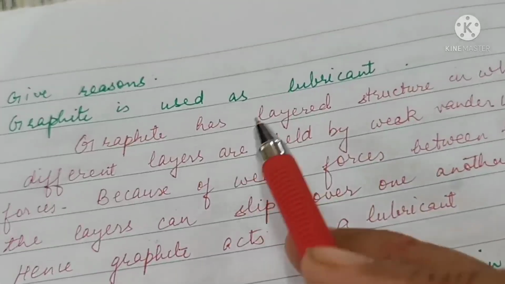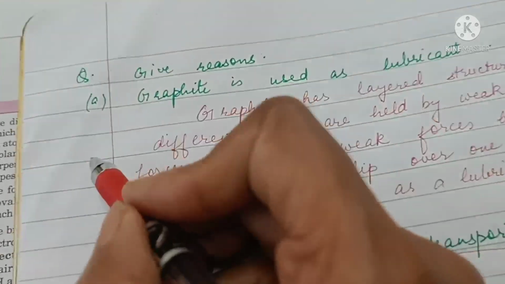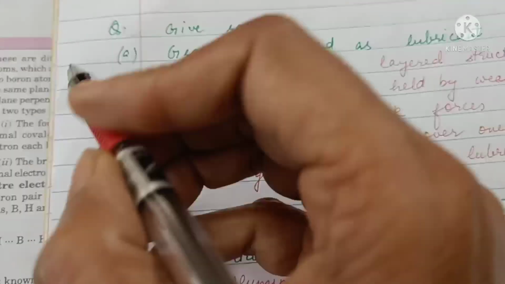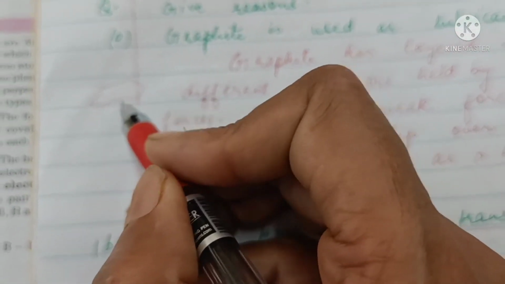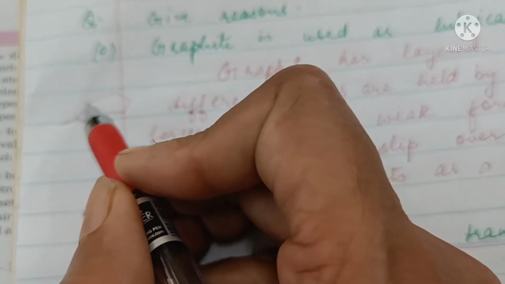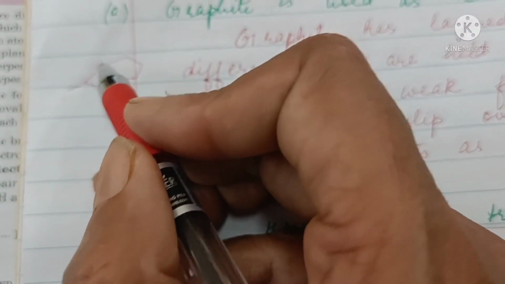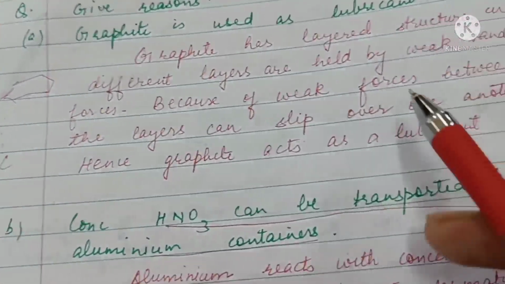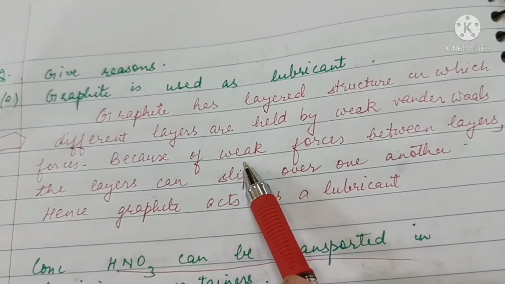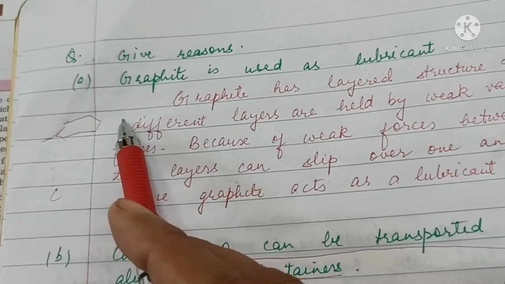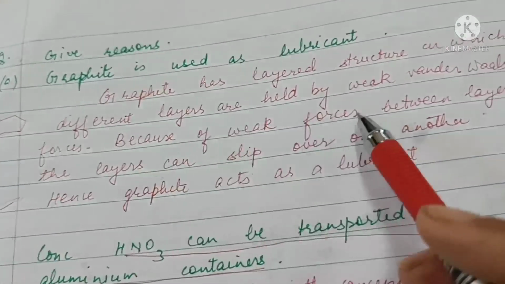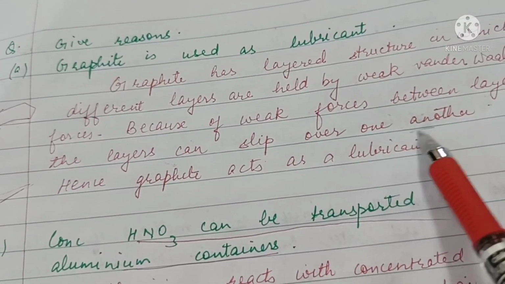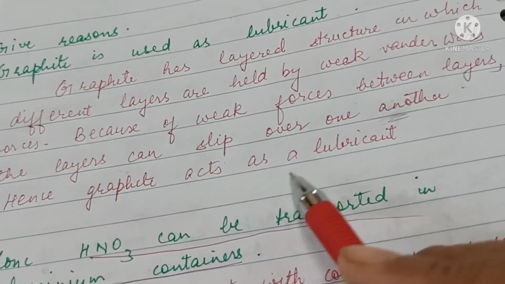Give reasons graphite is used as lubricant. Graphite has a layered structure in which carbon is arranged in hexagonal rings. 3 of the electrons of carbon in graphite are involved in covalent bonds, whereas the 4th is involved in weak van der Waals force of attraction. So these different layers are held by weak van der Waals forces. Because of weak forces between layers, the layers can slip over one another, and hence graphite is soft and can act as lubricant.